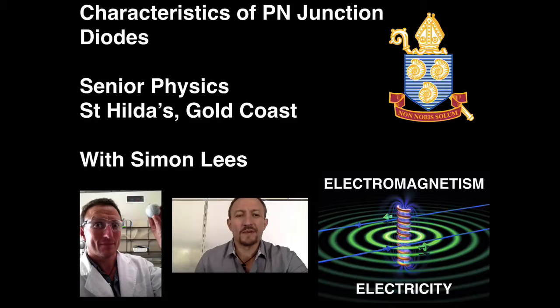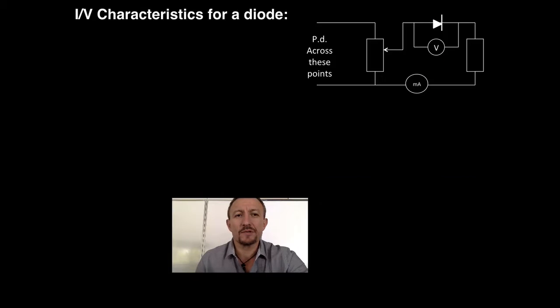Hi there and welcome to this video for Senior Physics on Electromagnetism and Electricity. In this video we're going to explore the characteristics of a PN junction diode and some of the uses of these diodes. Now basically the characteristics for a diode can be set up using the circuit that you can see opposite.